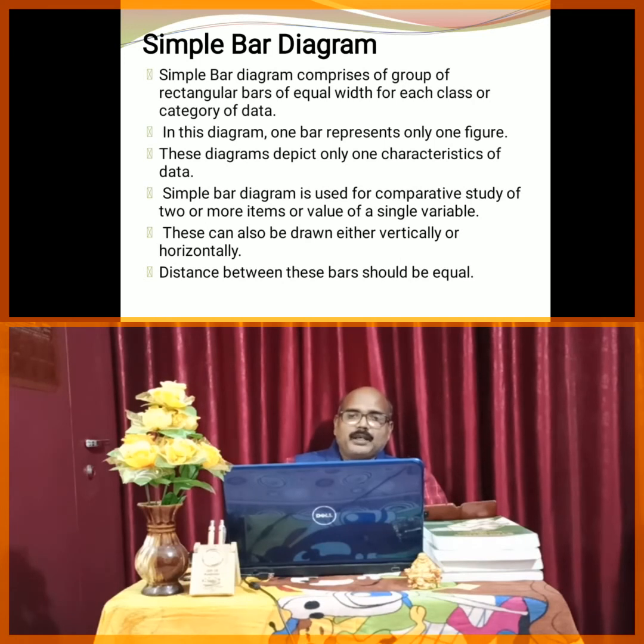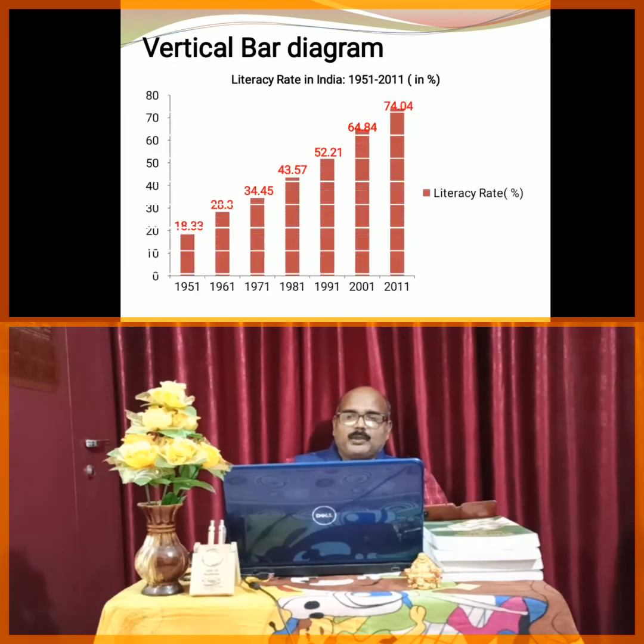Then you see here the literacy rate in India from 1951 to 2021 in percentage is given, and you see the vertical bar diagram that is drawn as per the data, that is, literacy rate. Okay, then that can also be drawn with the help of a horizontal bar diagram, you see here.